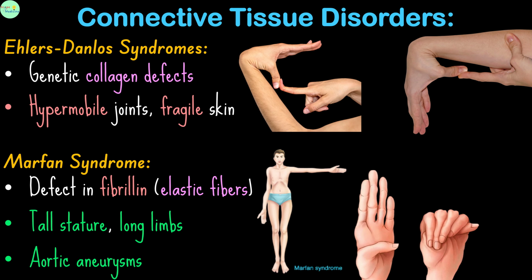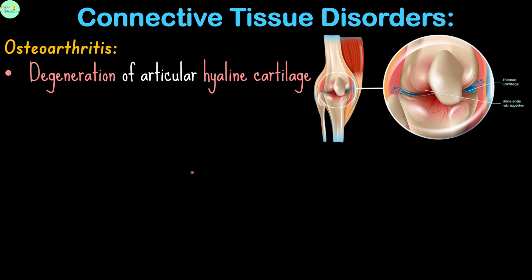Osteoarthritis is the most common form of arthritis and is characterized by the progressive degenerative breakdown and loss of articular hyaline cartilage. As the cartilage progressively wears away, the underlying subchondral bone becomes exposed and undergoes reactive changes including sclerosis, cyst formation, and osteophyte development, leading to joint pain, stiffness, and progressive loss of function. Risk factors include advancing age, obesity, prior joint trauma, and genetic predisposition.